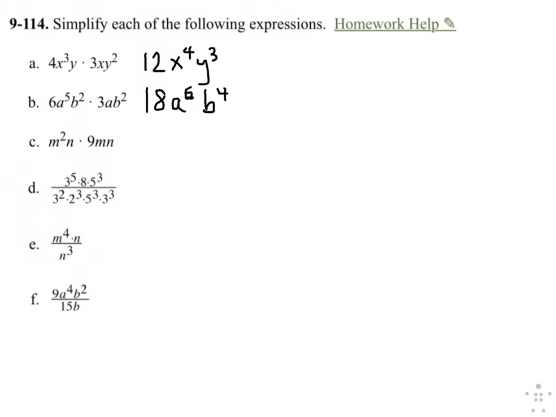For C, we get 1 times 9 is 9. M squared times m to the first is m to the third. N to the first times n to the first is n to the second.